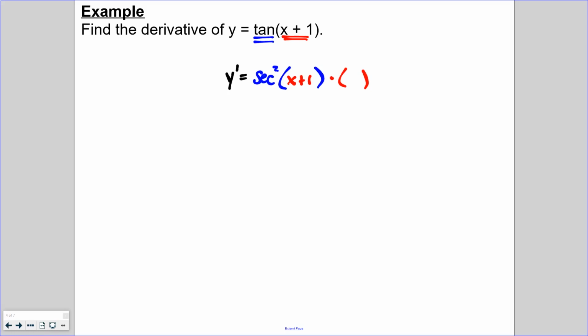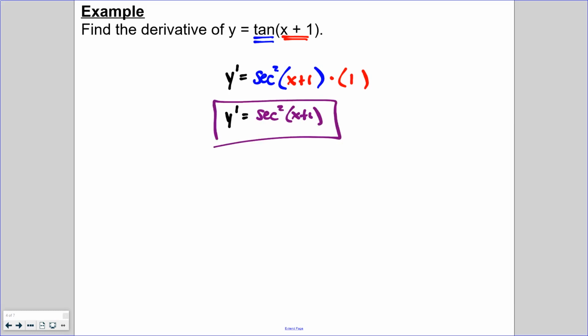And then chain rule says we multiply by the derivative of the inside. Well, the derivative of x plus 1 is just going to be 1, because the derivative of x is 1, the derivative of 1 is 0, and 1 plus 0 is 1. So that means we can now multiply these two things together, and anything times 1 is itself. So the derivative ends up being secant squared of x plus 1.